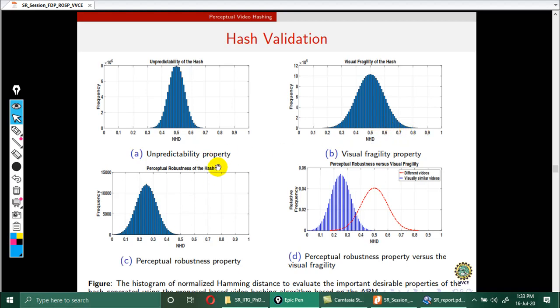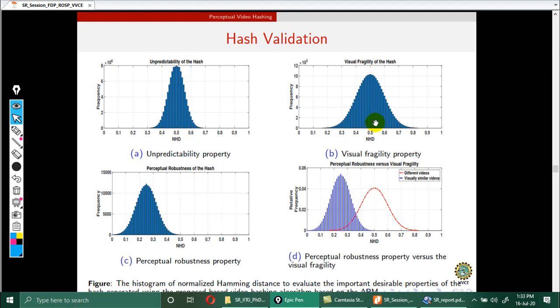Now what about the perceptual robustness? I have an original video and its near-duplicate video, where I have applied some content-preserving operation on the video and obtained its perceptually similar video. When I measure the normalized Hamming distance between the hashes of the two, assuming I have used the same secret key, its value should be close to 0. You can see that it is shifted towards 0, with a mean value of around 0.25, ranging from 0 to 0.5. So here also it is satisfying the perceptual robustness property.